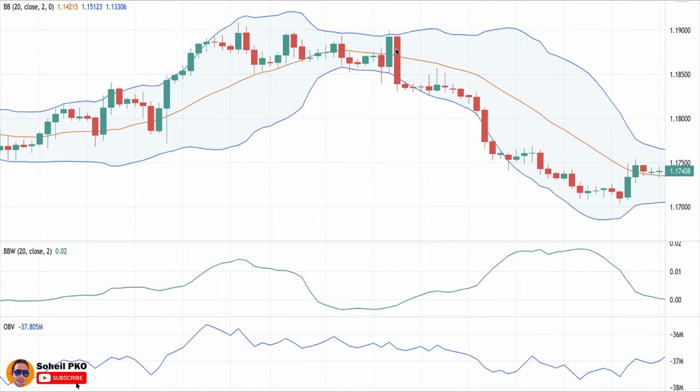and a subsequent band break actually gives us the signal that a new price movement is starting. If after the squeeze the price breaks above the upper band, it shows that the price is possibly going to advance, and when the price breaks below the lower band, it indicates that the price is possibly going to decline.